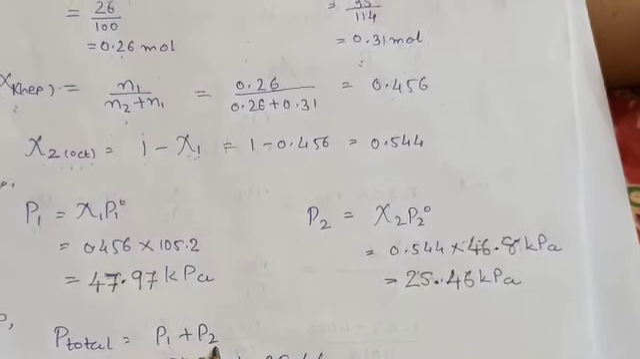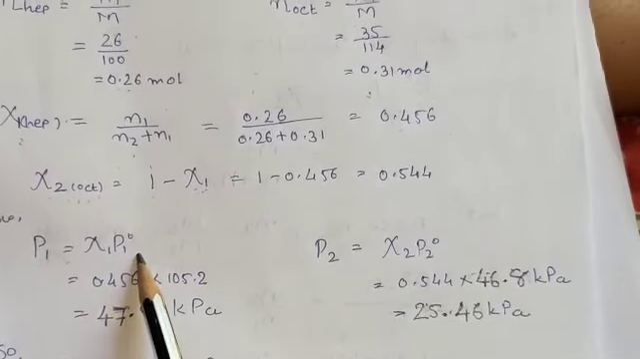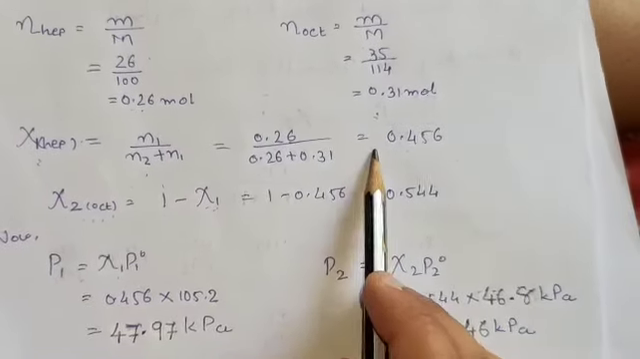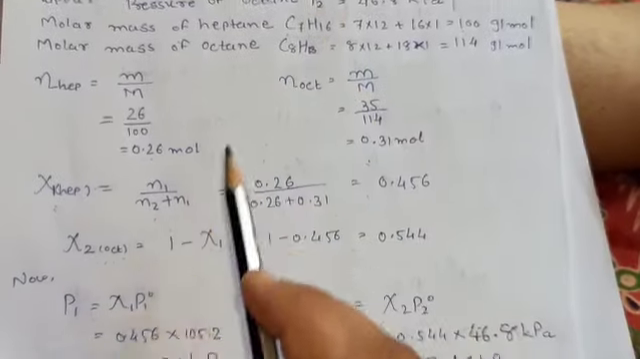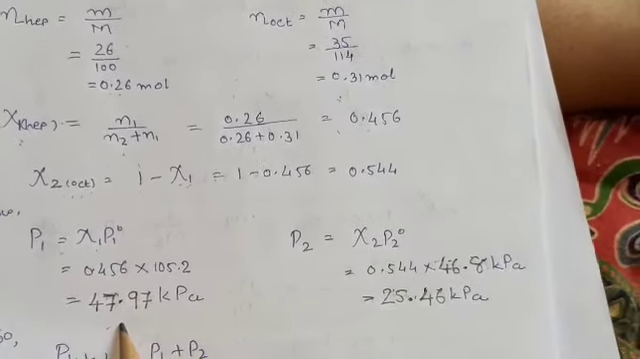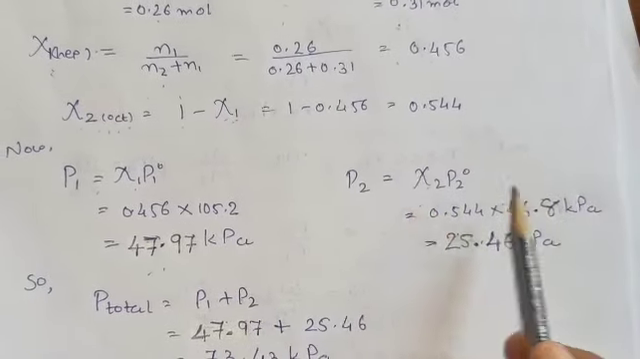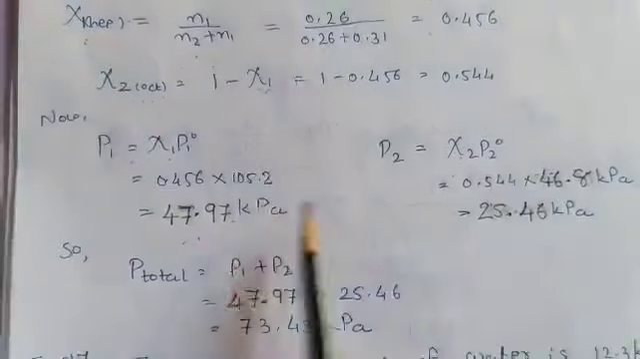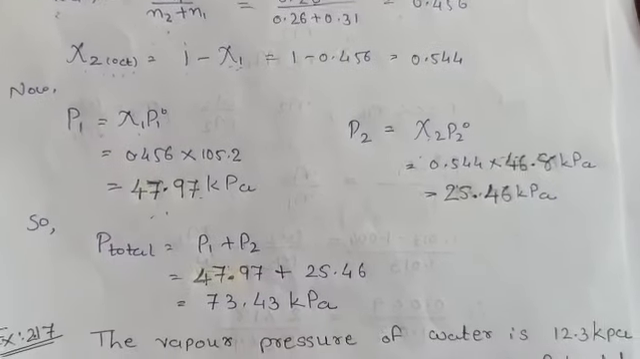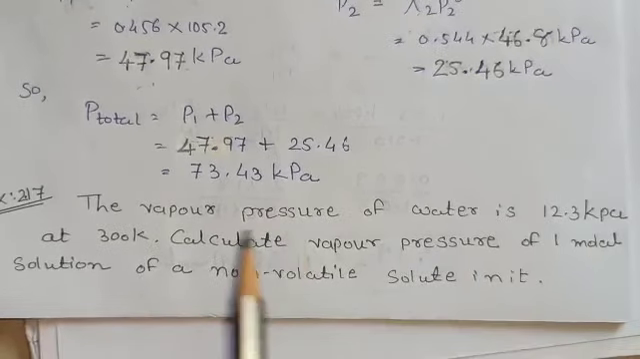Now for the P total, we want the pressure of octane and the pressure of heptane. P1 equals mole fraction into P1 naught. We found the mole fraction and P1 naught is given. Replace both values and you will find P1, the pressure of the heptane solution. Same, you will get the pressure of the octane solution. Now combine these two and you will get the P total. Right, now next question.